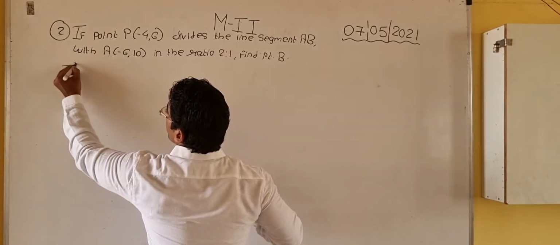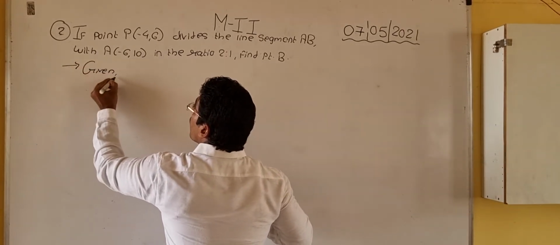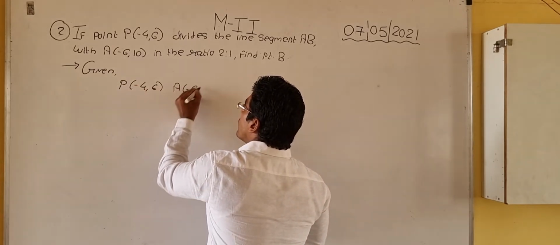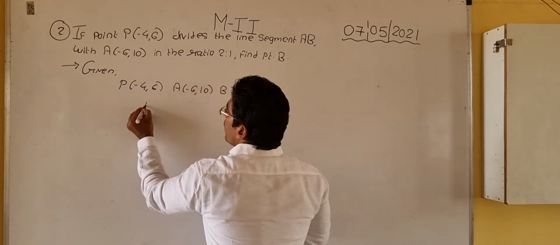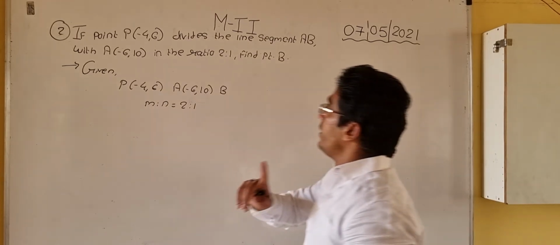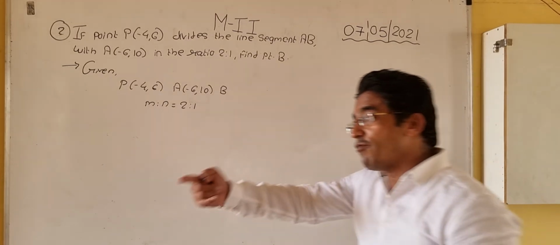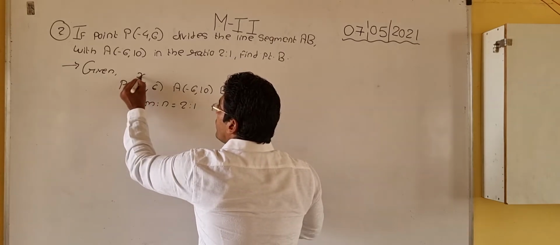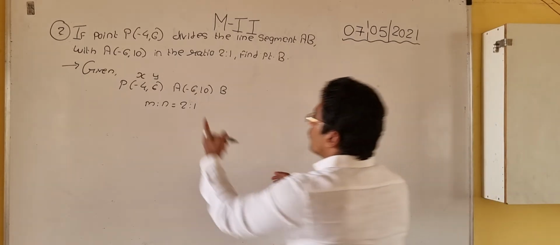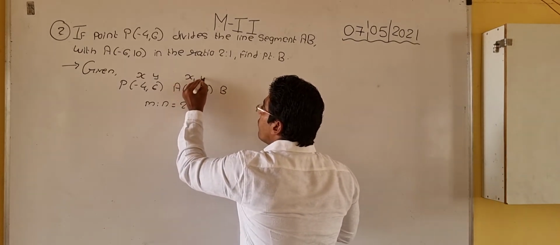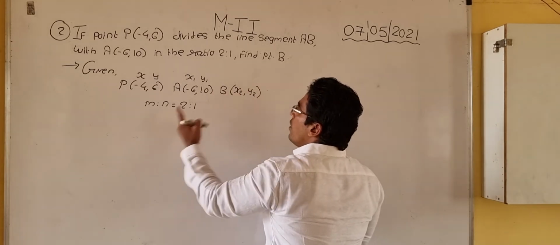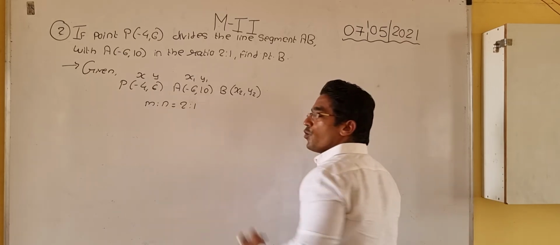So, pay attention. Given P is minus 4 comma 6, A is minus 6 comma 10, B is unknown, m is to n is equal to 2 is to 1. Already in the first example I told you the point which divides has to be considered as x comma y. So in this case P will be x comma y. It is dividing line segment AB. So A is the first point x1 y1, B is the second point, we have to find out x2 y2. What is the ratio? m is to n is equal to 2 is to 1.